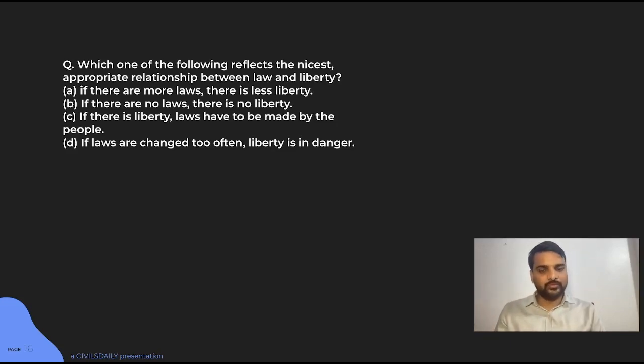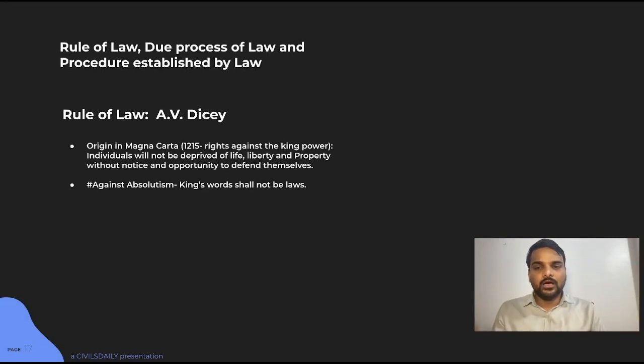Now, one of the last topics that we are going to discuss is the rule of law, due process of law, and procedure established by law. These are the three terms that frequently occur in our polity syllabus textbook. So everything has come from the concept of rule of law. Now there is rule of law and rule by law. Rule by law is merely the presence of a law saying something has to be done.